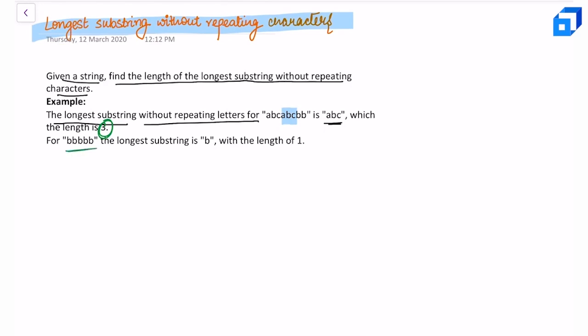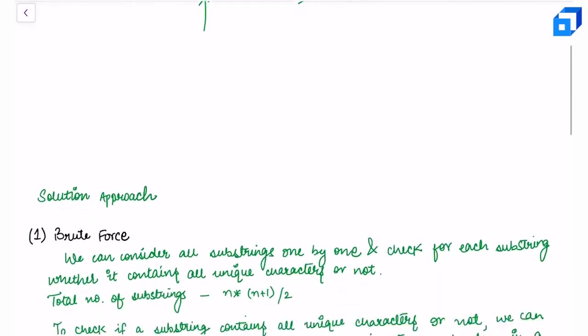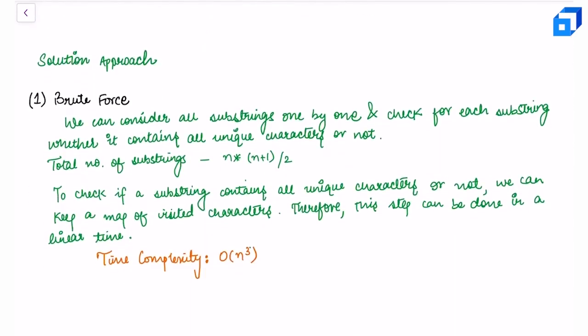And for the next case, which is this, the longest substring is the single letter B, right? Because if we consider any other substring, then B and B repeats. So therefore, there is just a single letter here, and therefore, we will return the length 1. So now, how can we approach this problem? Let's see that. There is a brute force solution which says that we can consider all substrings one by one and check for each substring whether it contains all unique characters or not.